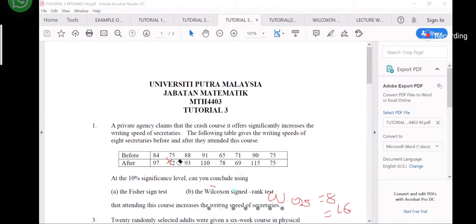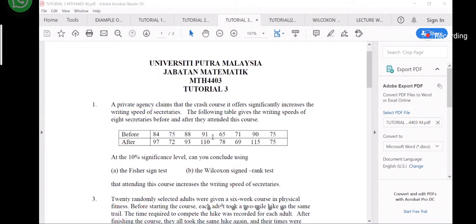Okay. So here, for testing paired replicate data. Look at this. This is paired replicate data, where two observations are taken on the same object. Before and after on the same object. So we may use the Fisher sign test or the Wilcoxon signed rank test. However, I already mentioned that the Wilcoxon signed rank test is more preferable than the Fisher sign test because it is more efficient.